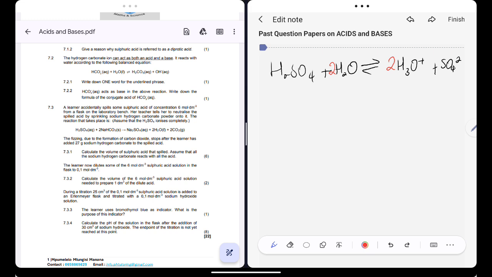Okay, 7.2.1. We are told that hydrogen carbonate ion can act as both an acid and a base. It reacts with water according to the following balanced equation. Okay, we have HCO3 minus plus water. It gives us H2CO3 plus the OH minus.